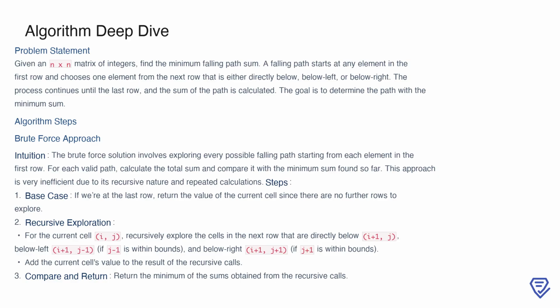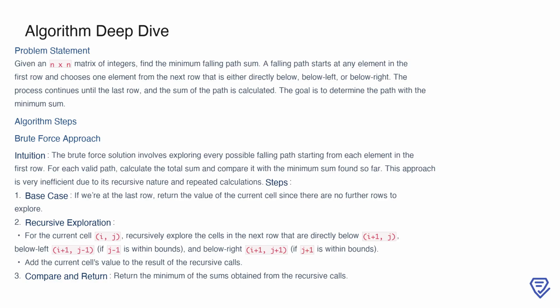To start, the brute force approach involves exploring every possible path starting from each element in the first row. For every valid path, we compute its total sum and keep track of the smallest sum encountered so far. While this method provides a solution, it is highly inefficient due to its recursive nature and the repeated calculations it performs. The brute force algorithm can be broken down into 3 main steps.